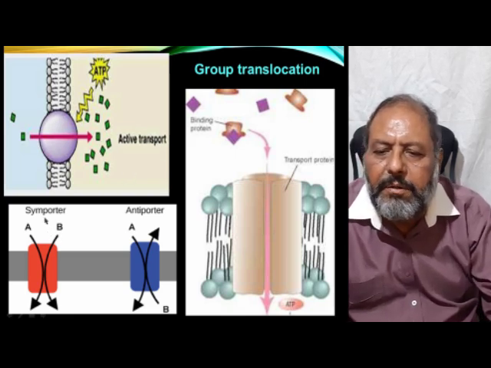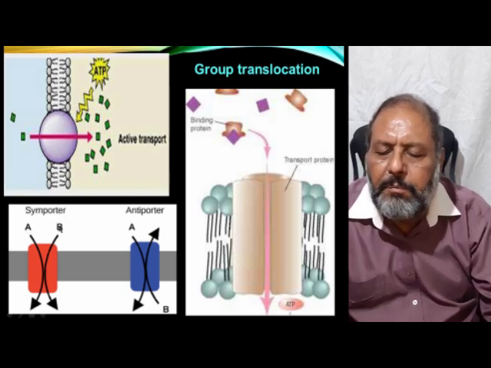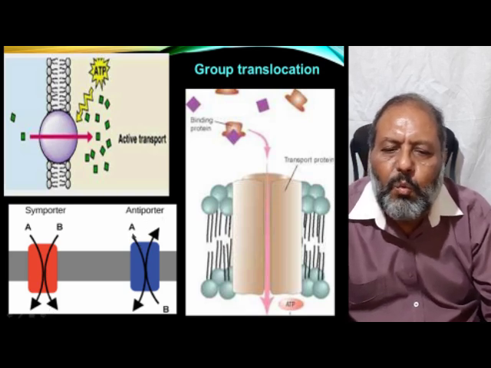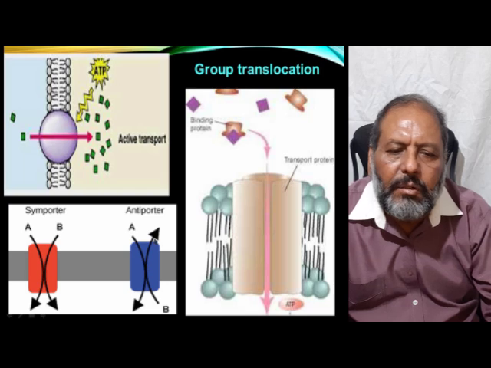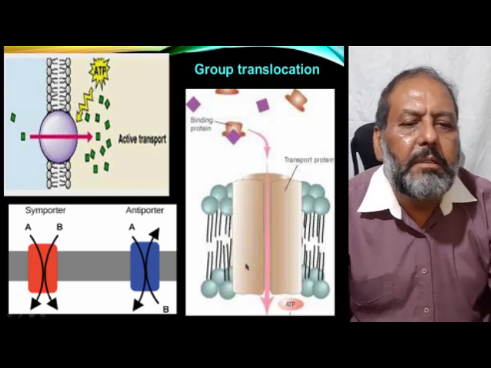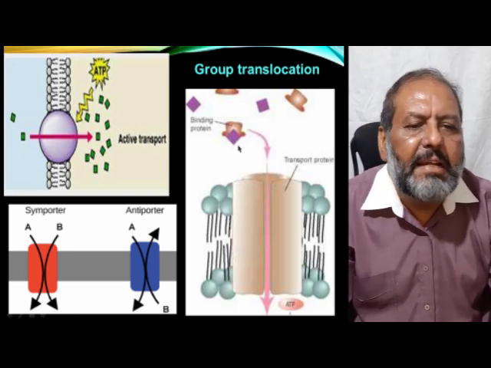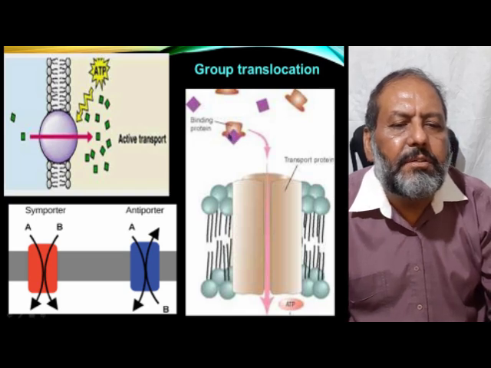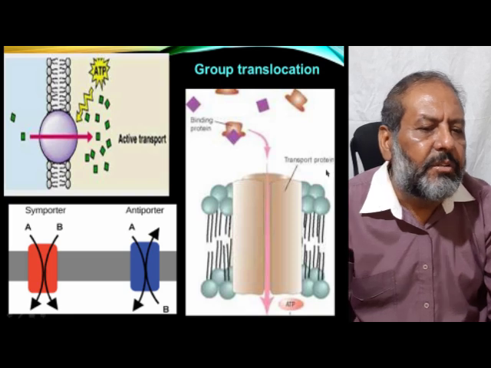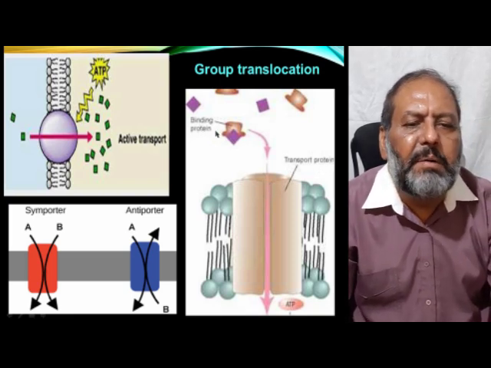Now symporter, as you can see, the two different compounds are coming inside the cell, and antiport, one is coming inside and the other is going outside. So here one can see the group translocation. There is binding, and that binding protein is going to help the molecule get inside, so that is the transport via the binding protein.